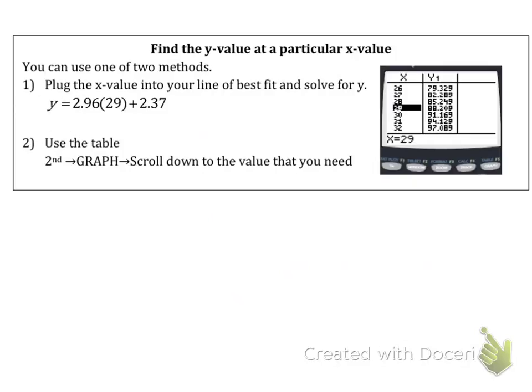Or, given the certain circumstances, you can use your actual graph. So you would just go to second graph and scroll down until you get to the number that you need, which would be 29. So our answer for this question would be 88.21% of households would have a computer in the year 2013.